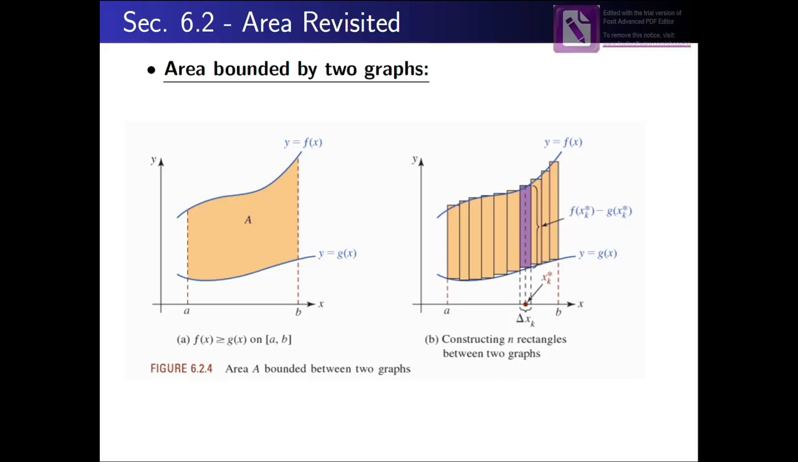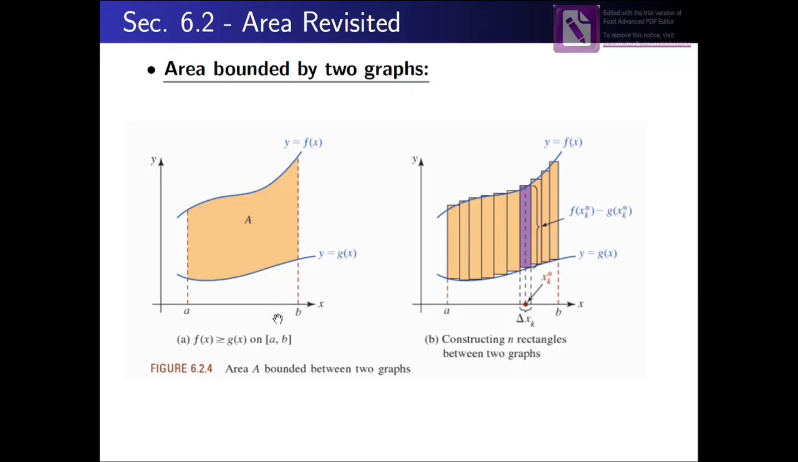What if we want to find the area between, or area bounded by, two graphs? For example, if you have two graphs, y is equal to f of x and y is equal to g of x, and you want to evaluate the area between these two graphs. For example, if we take the area between y is equal to f of x and x is equal to 0, it will be all this area. And between y is equal to g of x and x is equal to 0, it will be this part, which is the white one.